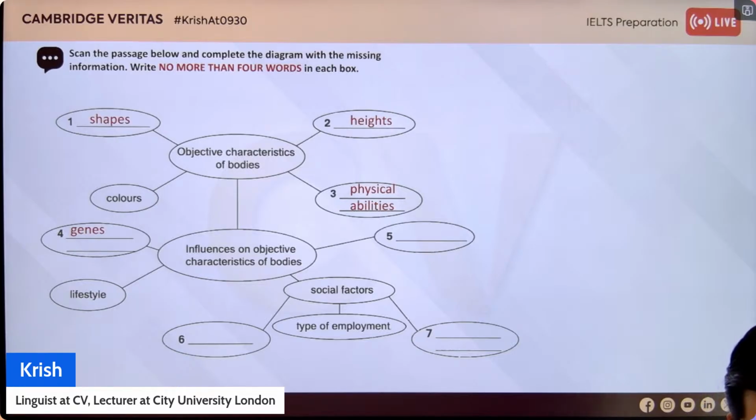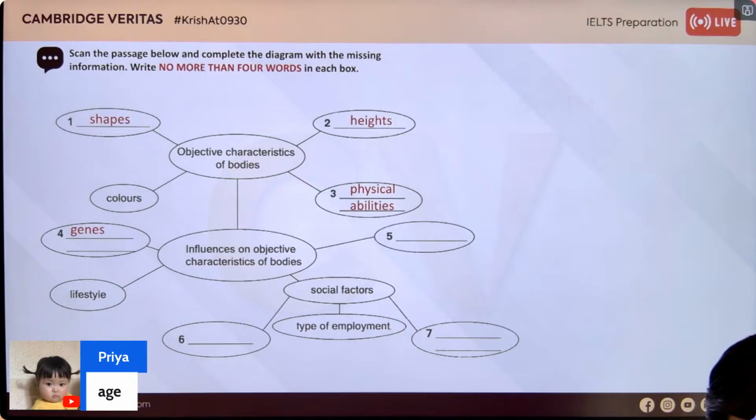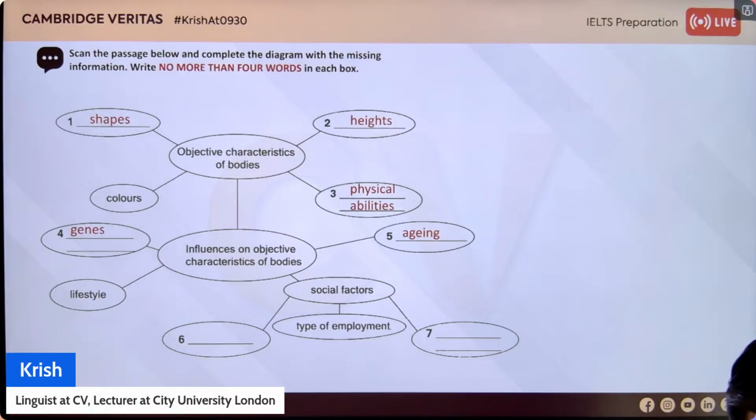Okay. Priya has given us the answer. Age, people's age. Are there any other words for the same? It is aging. Yes. Thank you. Wonderful. Now, there are only 3 social factors. One factor is type of employment. What are factors number 6 and 7?